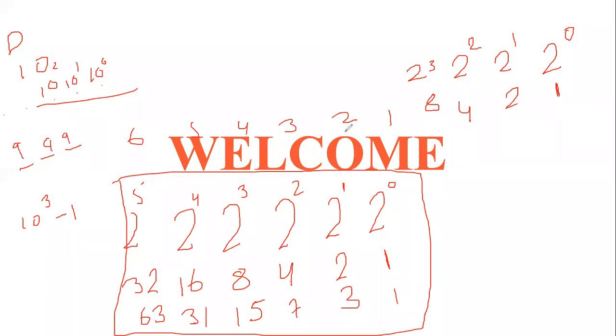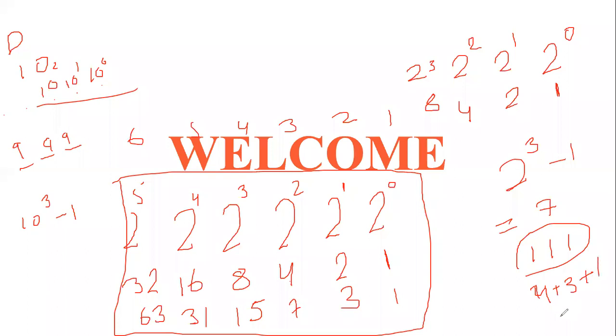Same thing in the binary number system also. If I ask you, what is the maximum number you can represent using 3 bits? I'll write 2 power 3 minus 1. What is 2 power 3 minus 1? 2 power 3 is 8. 8 minus 1 is 7. So if I write 3 bits, that is 111. What is the value of 111? 7. Right? How do I calculate that value? 4 plus 2 plus 1. What is that? 7. Understood?